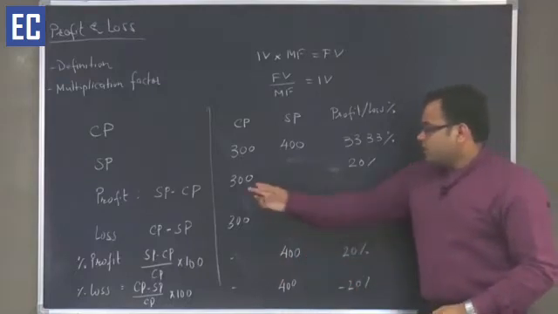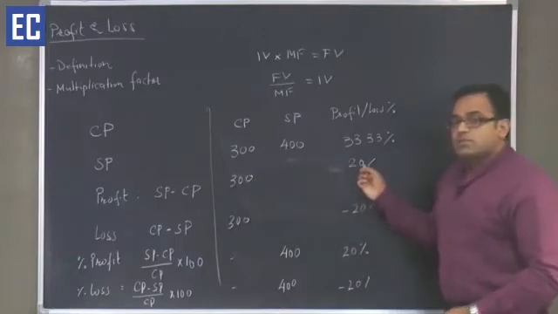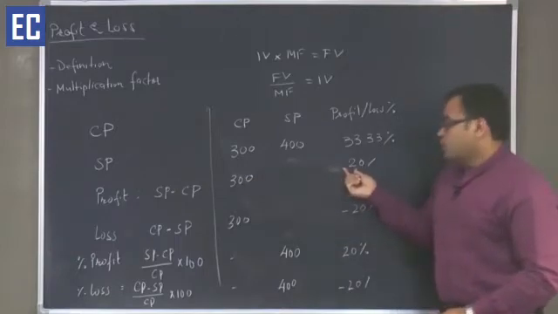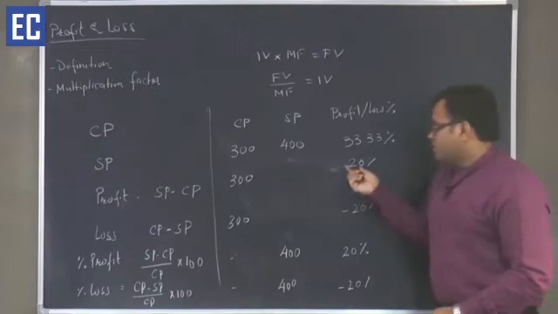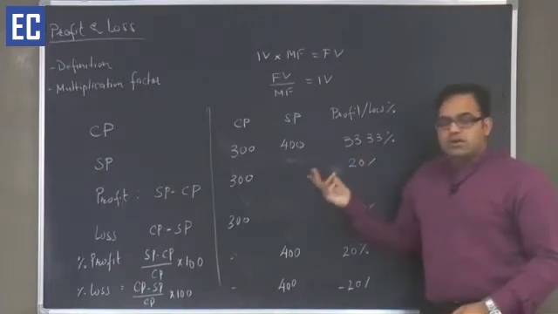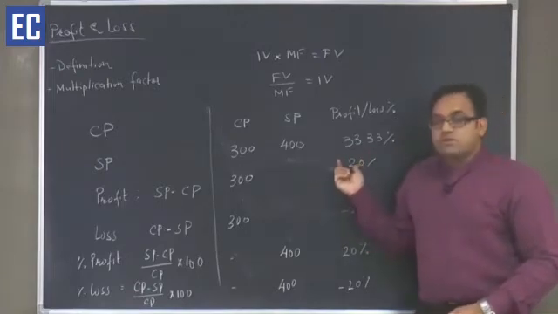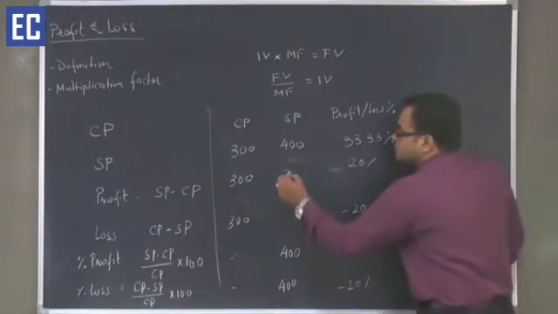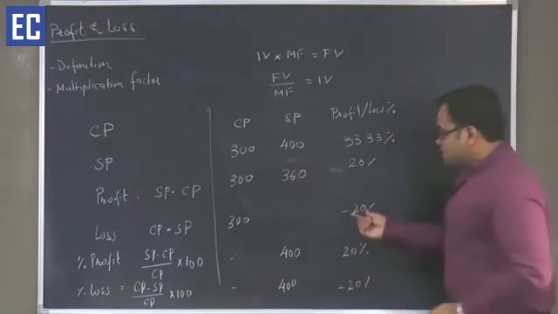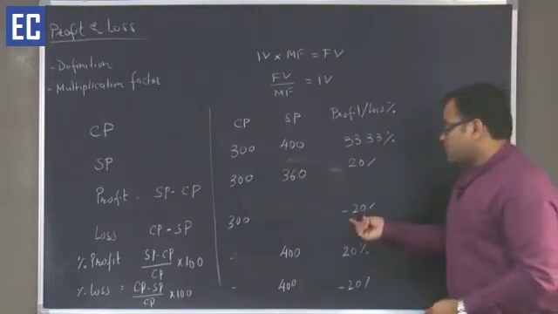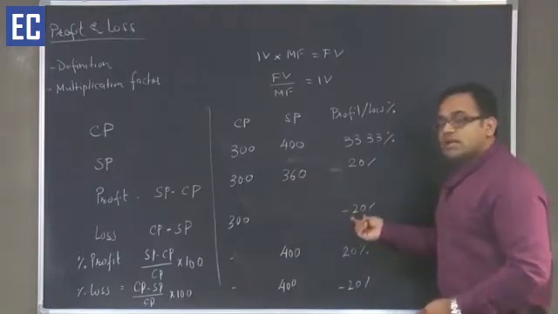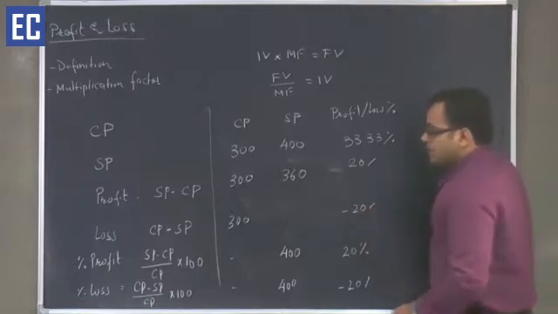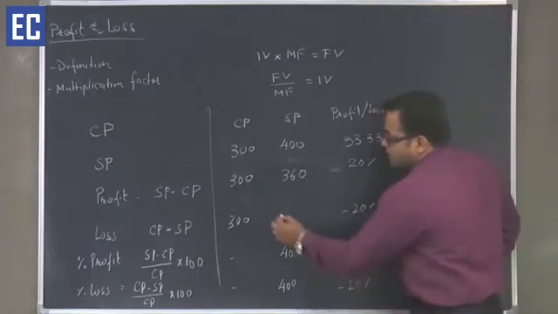However, continuing, 300 with an increase of 20%, the multiplication factor will be 1.2. So 100 plus 20 is 120, 120 upon 100 is 1.2, so the multiplication factor is 1.2. 1.2 into 300 is 360, so this will become 360. In case there is a loss of 20%, the multiplication factor will become 100 minus 20 is 80, 80 upon 100 is 0.8, so 300 into 0.8 is 240.